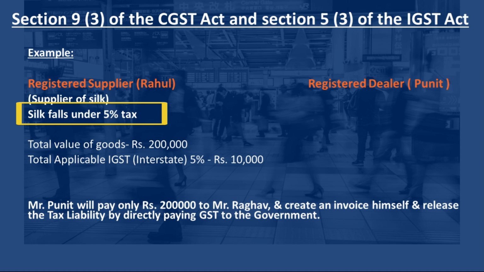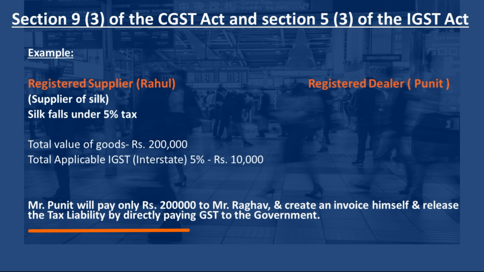As silk falls under the 5% tax rate, तो total value of goods होगी 2 lakhs plus total applicable IGST interstate 5% is 10,000. Since silk is specified by the government to fall under reverse charge, the supplier and buyer will have to switch places to pay the GST liability. ऐसे केस में Mr. Punit will pay only rupees 2 lakhs to Mr. Raghav and create an e-invoice himself and release the tax liability by directly paying GST to the government.